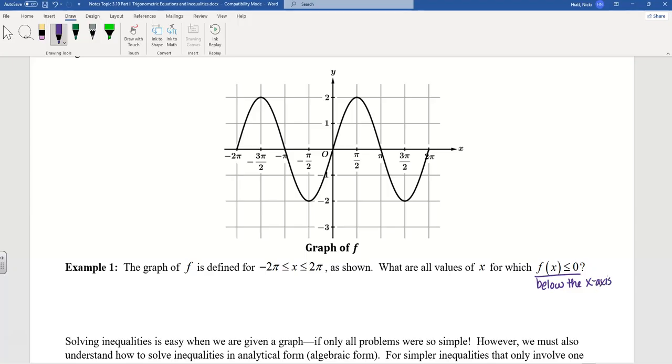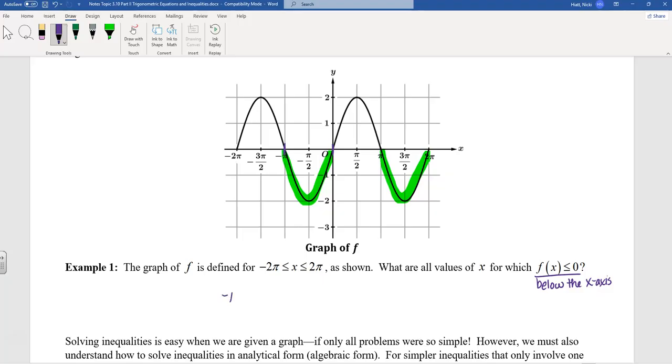Alright, so if a function is less than or equal to 0, we could also say that that function is negative, and that is where the function is below the x-axis. So if I have a graph, all I have to do is look for where the function is below the x-axis, right there, and I can just highlight it. Then I need to give the domain where that happens. Domain is our x, those are our x coordinates. So for this first piece, it's from negative pi to 0.